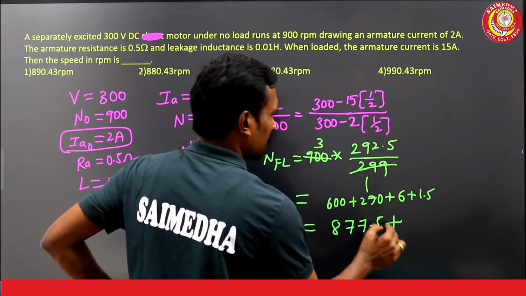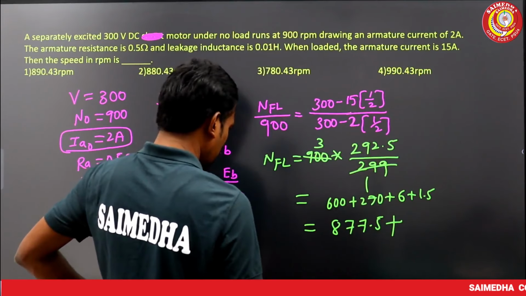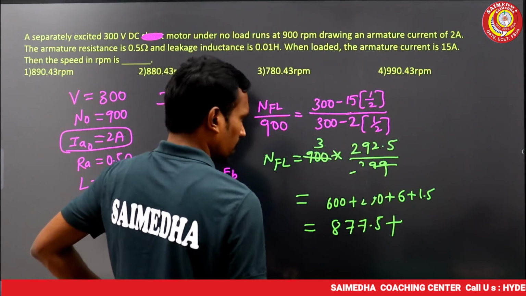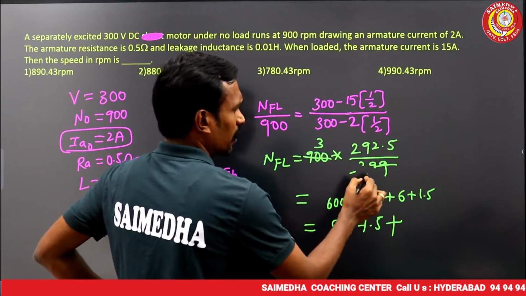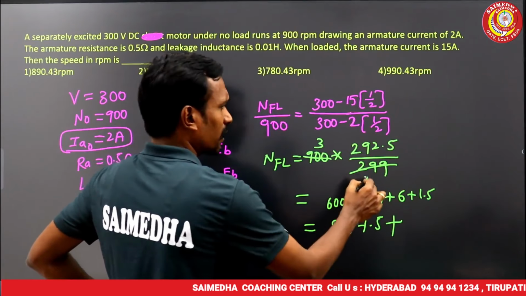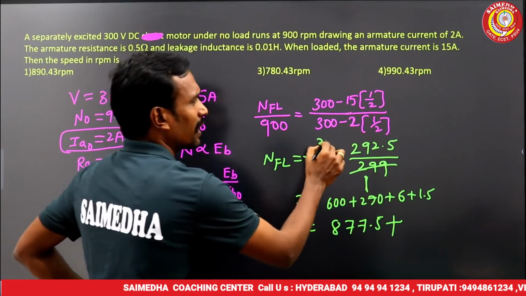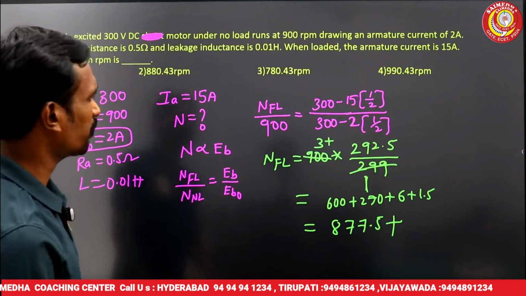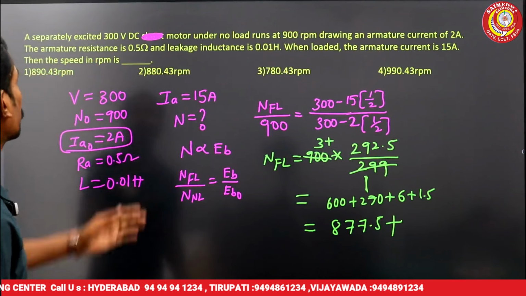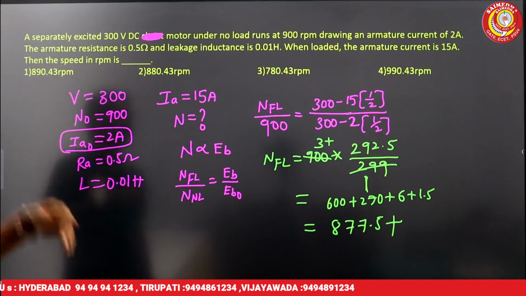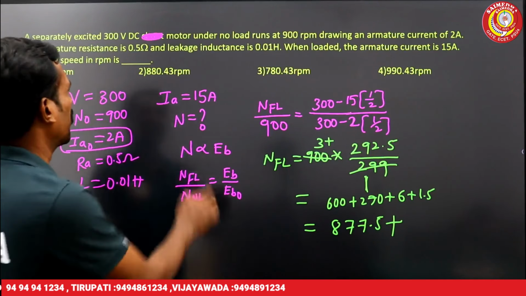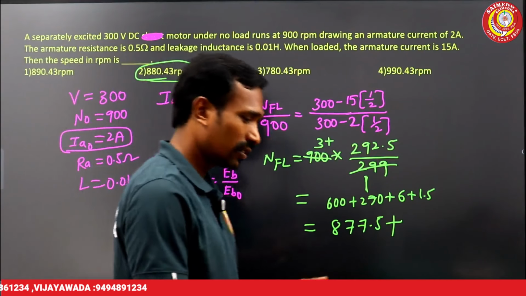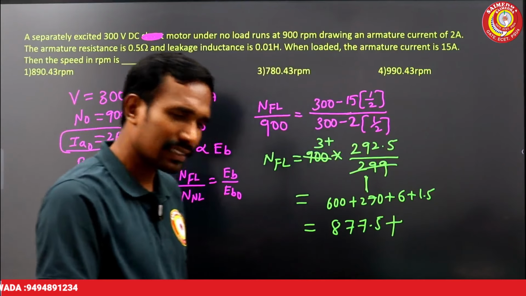So 877.5 plus, because we have taken some approximation here. What is that approximation? 299 is not 300, so a little more will be there. 880 is there, 890 is there, which is correct? Approximately 880, I think. You should have that much confidence in approximation.